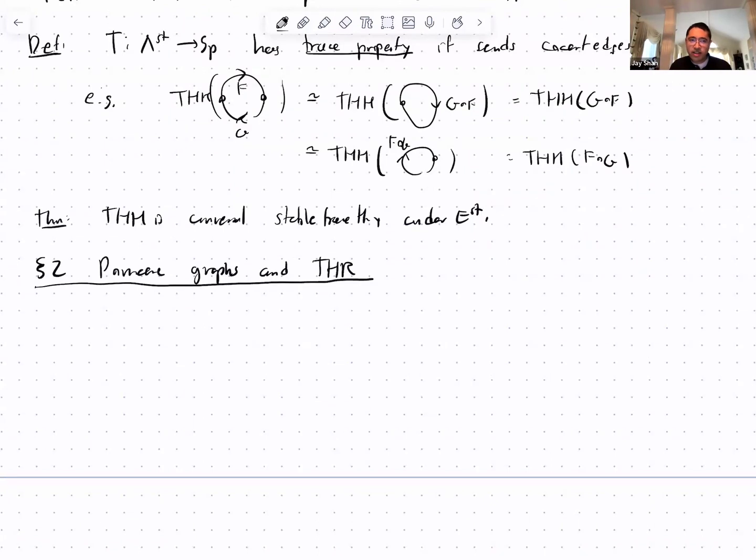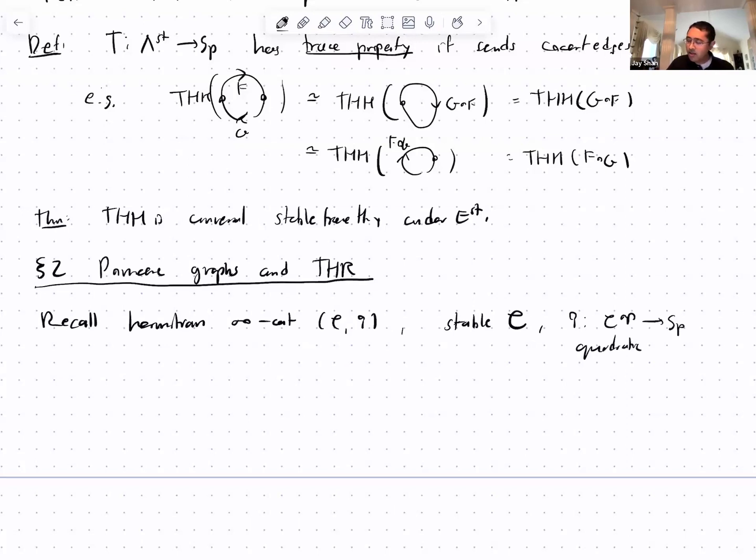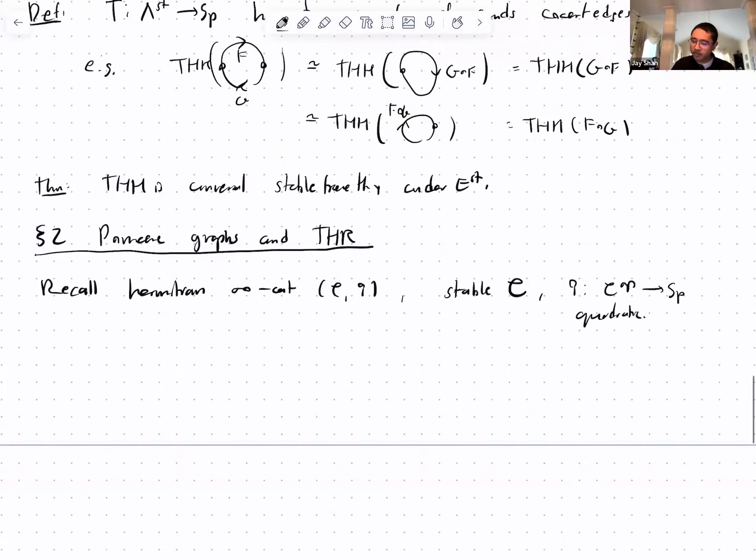So, Poincaré graphs and THR. Let's recall what a Hermitian infinity category is. Well, it consists of a pair: a stable infinity category C, and a functor kappa from C op to spectra, which is a quadratic functor in the sense of Goodwillie.